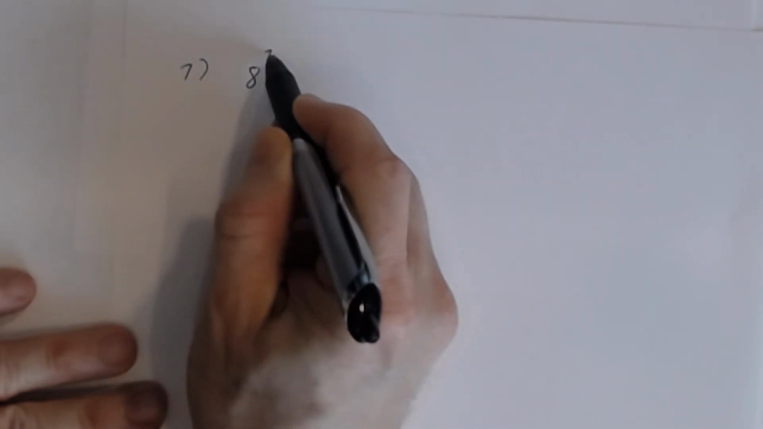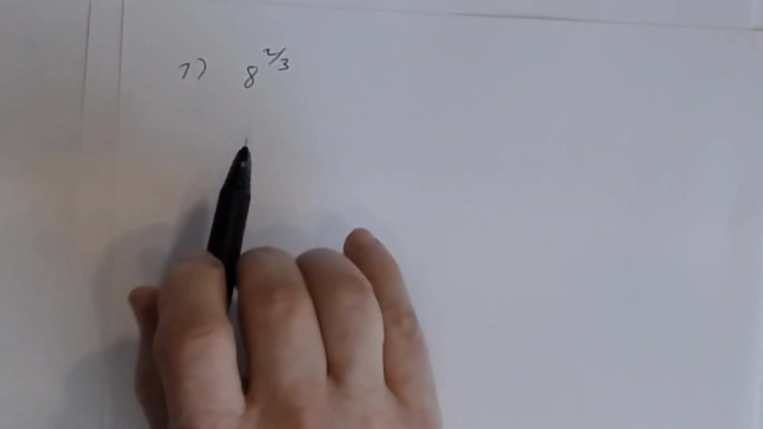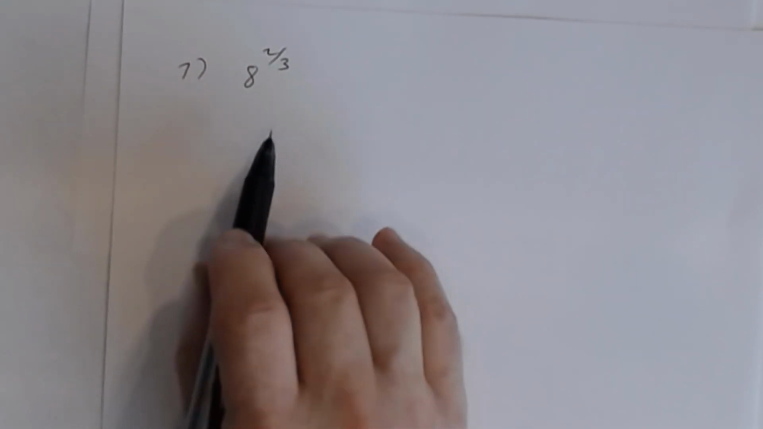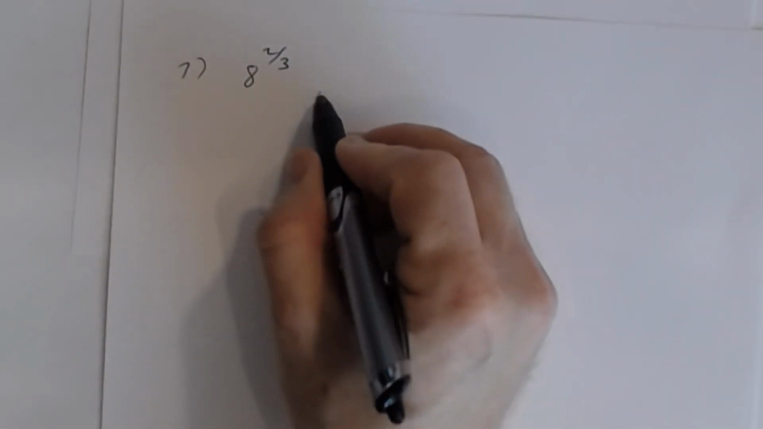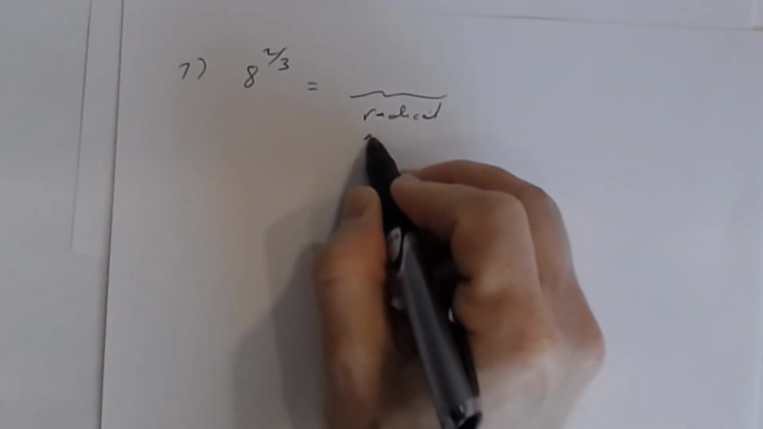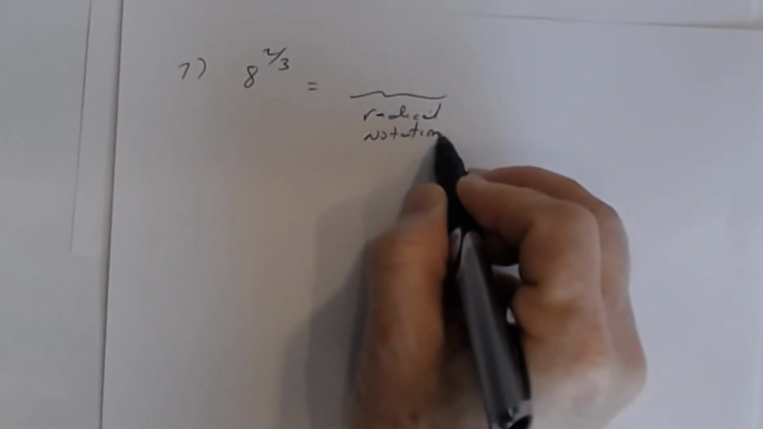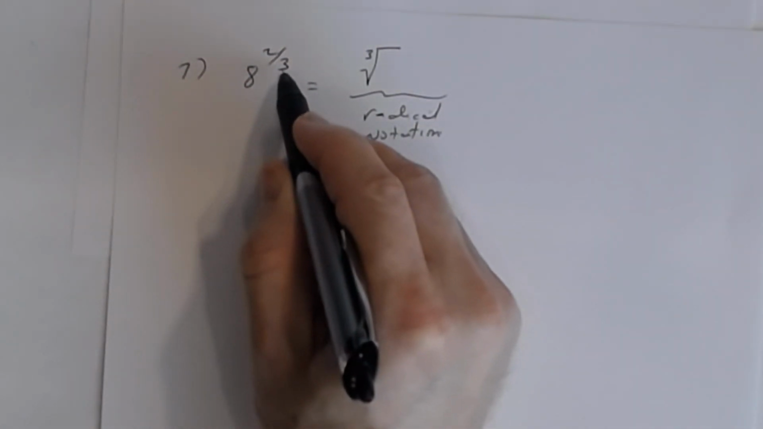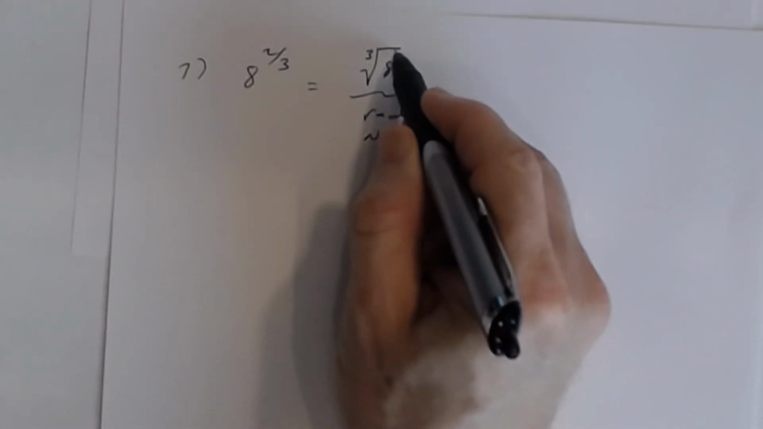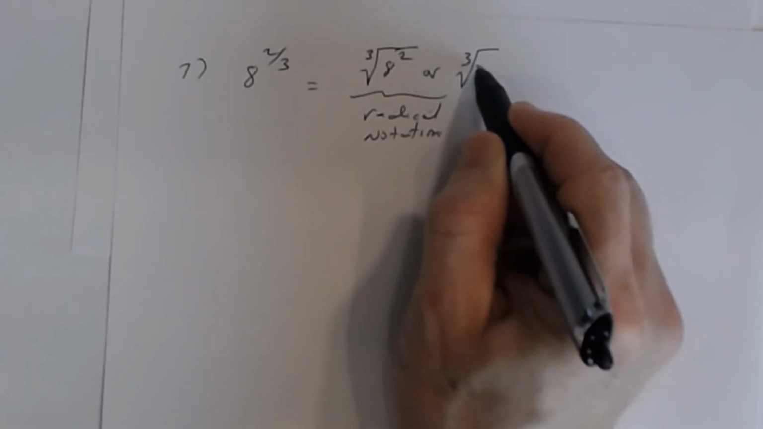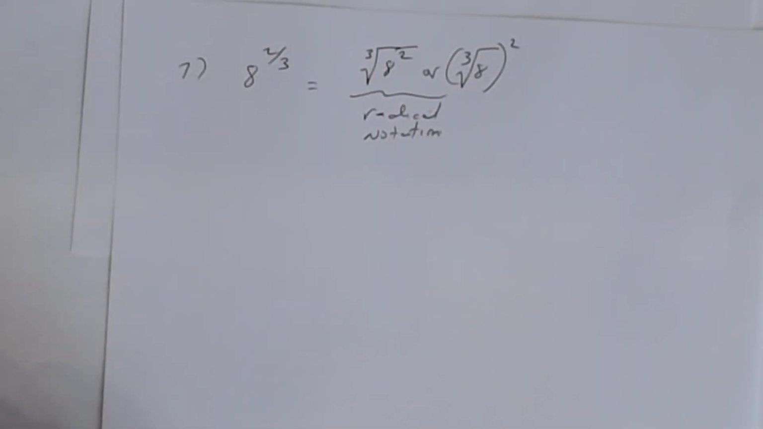All right, number 7, we have 8 raised to the 2/3. Now this time the numerator is not a 1 anymore. So remember what we talked about earlier before we started this. In terms of a radical, here's how you're going to write this. In terms of radical notation, you're going to say the cube root, remember your denominator is your index, the cube root of 8 squared like this, or you can say the cube root of 8 squared like that.